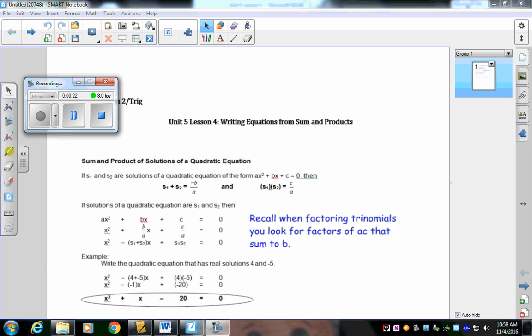Anyway, so we had talked briefly in our first lesson of this unit how to write the equations given the solutions if we change them to factors and FOIL those out. So this is just another method that we can use. It also helps us explore the relationship between the A, B, and C values in our quadratic equation and where all those numbers come from.